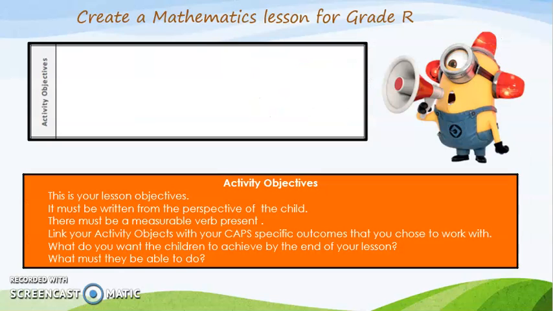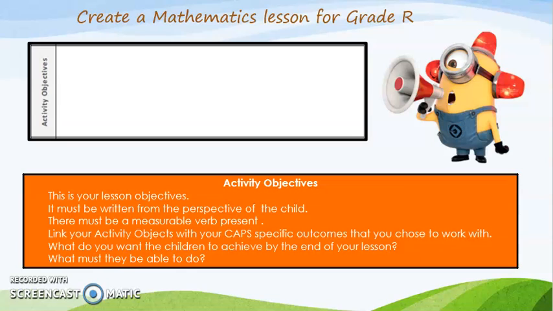Activity objectives and lesson objectives are quite the same thing. It's what do you want your children to achieve? By the end of the lesson, they must be able to do certain things. And your activity objectives and your CAP specific outcomes are very closely correlated. Because we're working with space and shape, term 3, our lesson objectives would be the following. Remember, we can have lesson objectives for your introduction part, for your teaching and learning part, and your closure part.